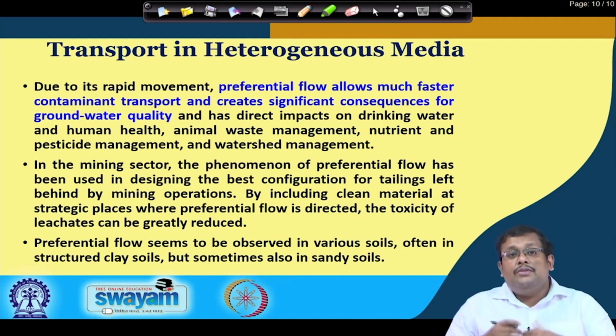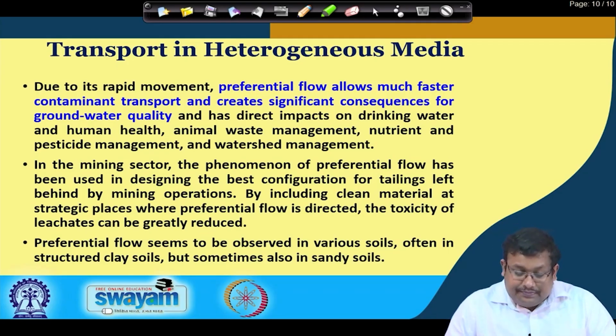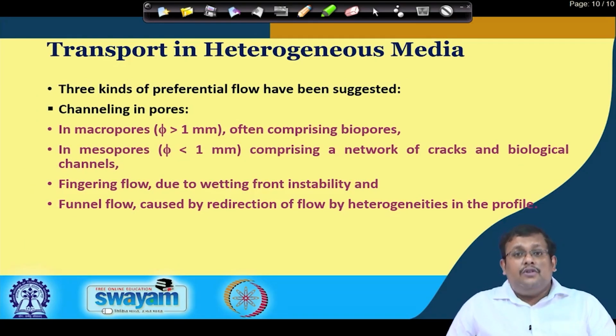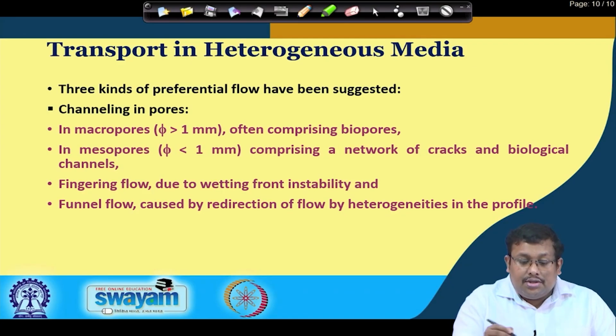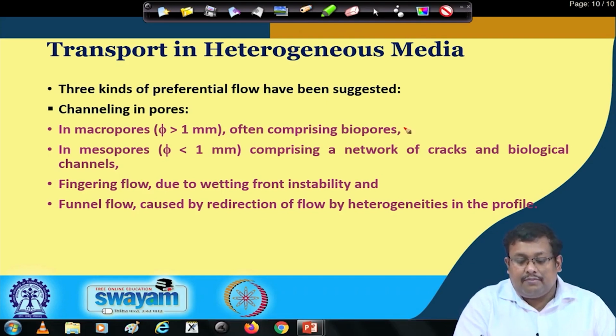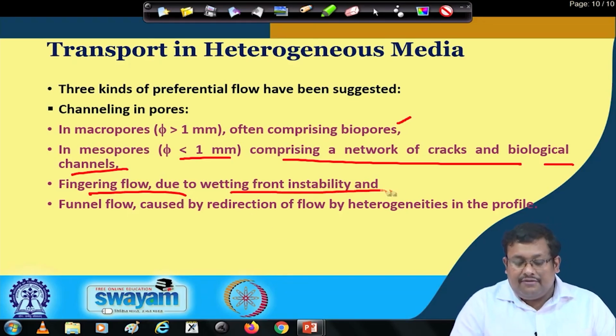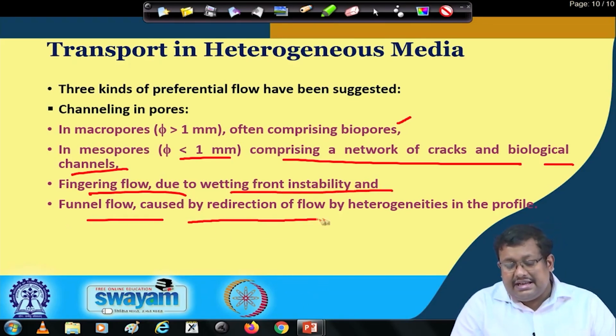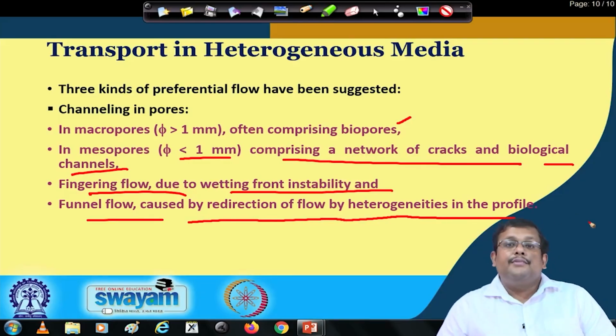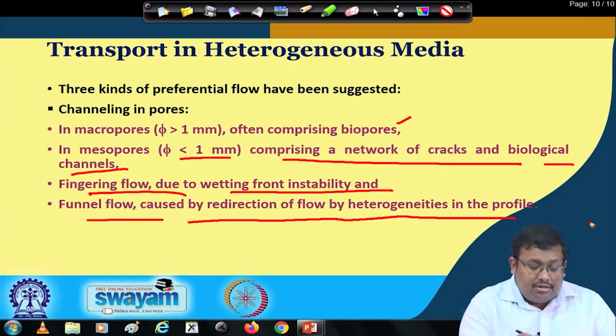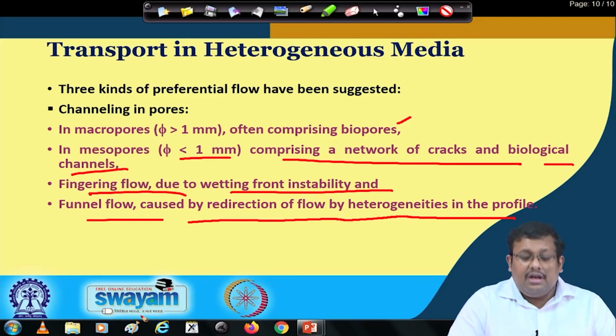Now, preferential flow seems to be observed in various soils, often in structured clay soils, but sometimes also in sandy soils. Now, there are three kinds of preferential flow that have been suggested. One is channeling in pores. So, channeling in pores, you can see it is greater than 1 millimeter, which often comprises the biopores. In mesopores, which is less than 1 millimeter, which comprises a network of cracks and biological channels. And fingering flow, we have already seen the fingering flow due to wetting front instability, and funnel flow, which is caused by redirection of flow by heterogeneities in the profile. So, this is how the preferential flow occurs through these four different ways. One is macropores, mesopores, fingering flow and funnel flow.